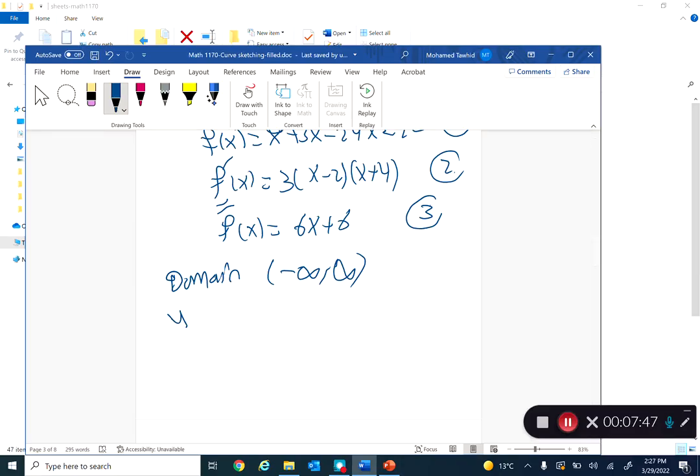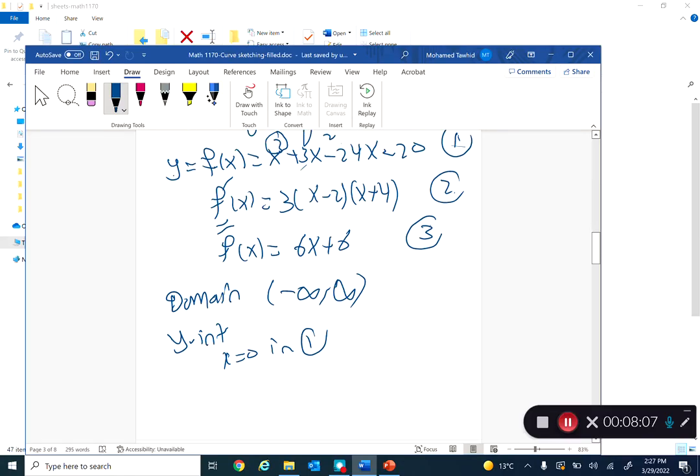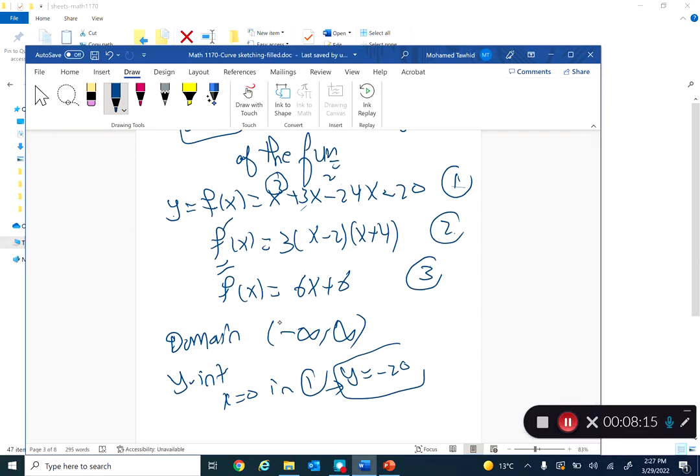Now sometimes you need to find the x-intercept and y-intercept. How to get the y-intercept? Where does the graph cross the y-axis? I have to put x equals 0 in equation 1. That is your f of x, that is your y, right? If I replace x by 0, what do you get? Your y is equal to negative 20, because the first, second, and third terms become 0. Negative 20 is your y-intercept.